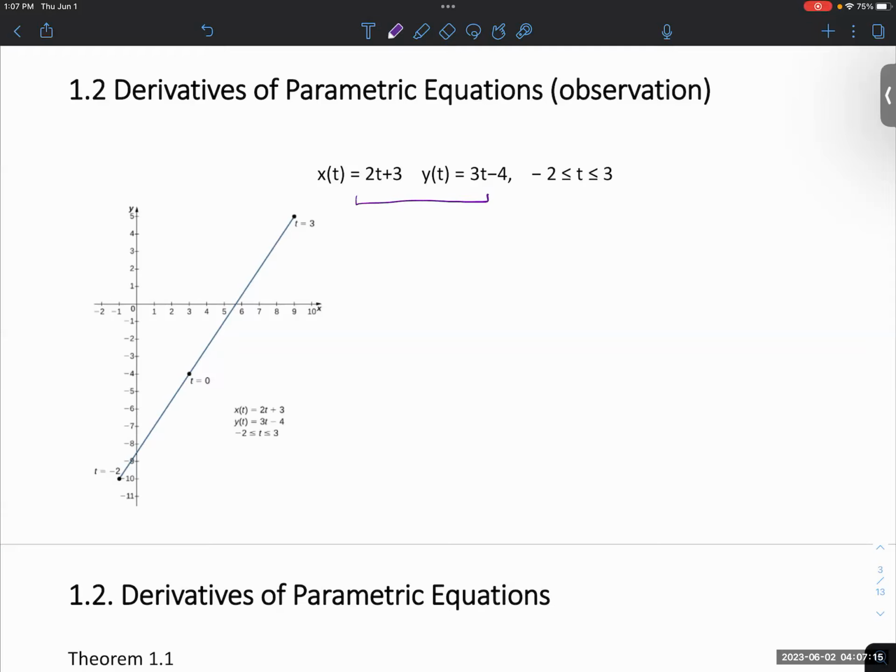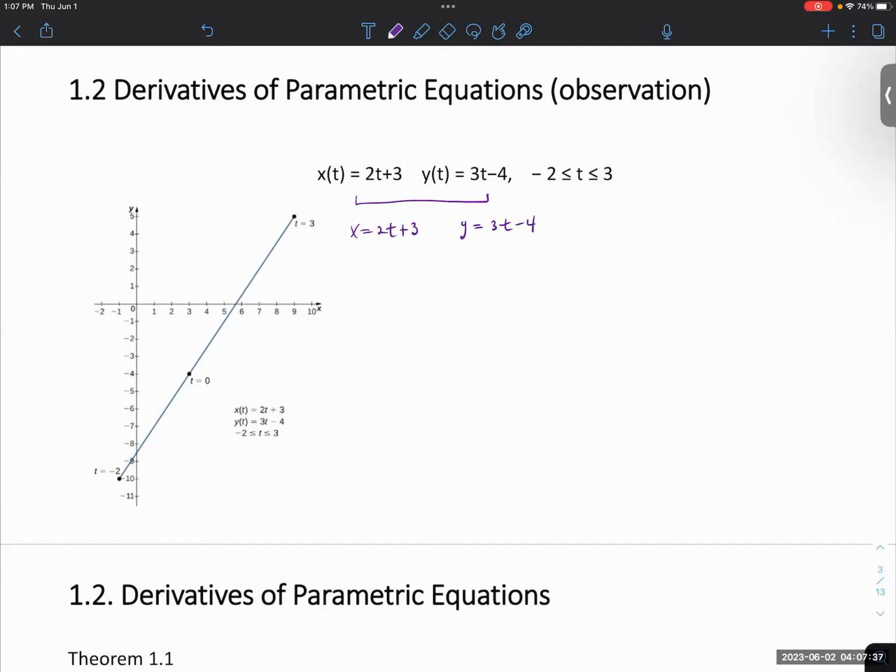You can use a substitution method, where one of the functions is going to be substituted into another function, or you can use a mathematical identity to simplify the given x and y functions. Here we can say x equals 2t plus 3 and y equals 3t minus 4.